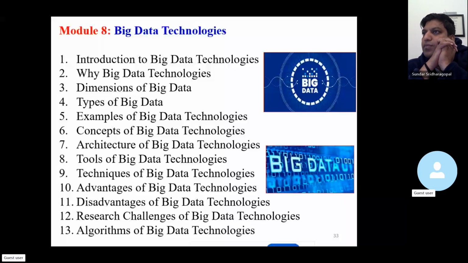But usually, which data can we call big data? Traditional systems, traditional servers are unable to fit such data into their systems. Such kind of data we call big data. Maybe terabytes, maybe petabytes, exabytes, zettabytes, yottabytes, whatnot.